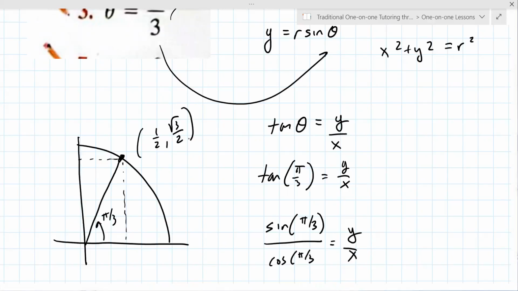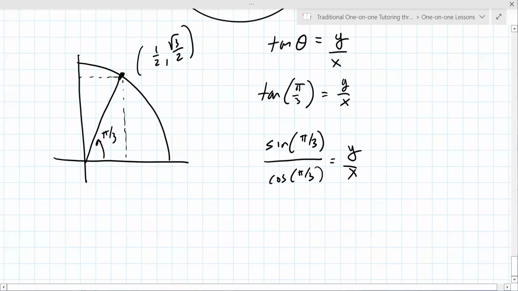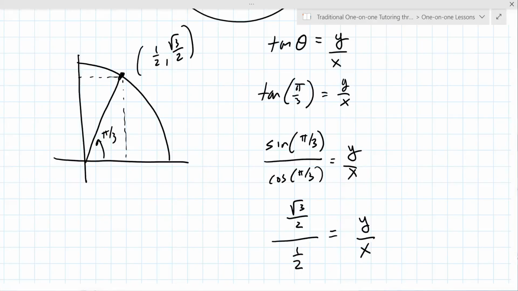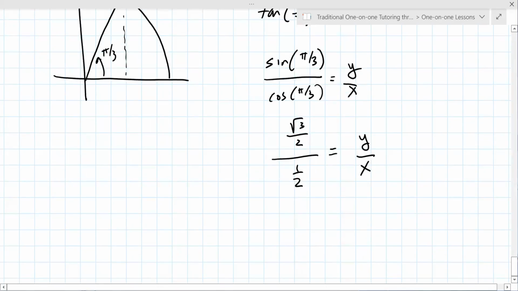So y would be root 3 over 2 and x would be 1/2. Like that, y over x. Now, can we reduce the left-hand side? Yes, the bottoms cancel. So it's square root of 3 equals y over x.